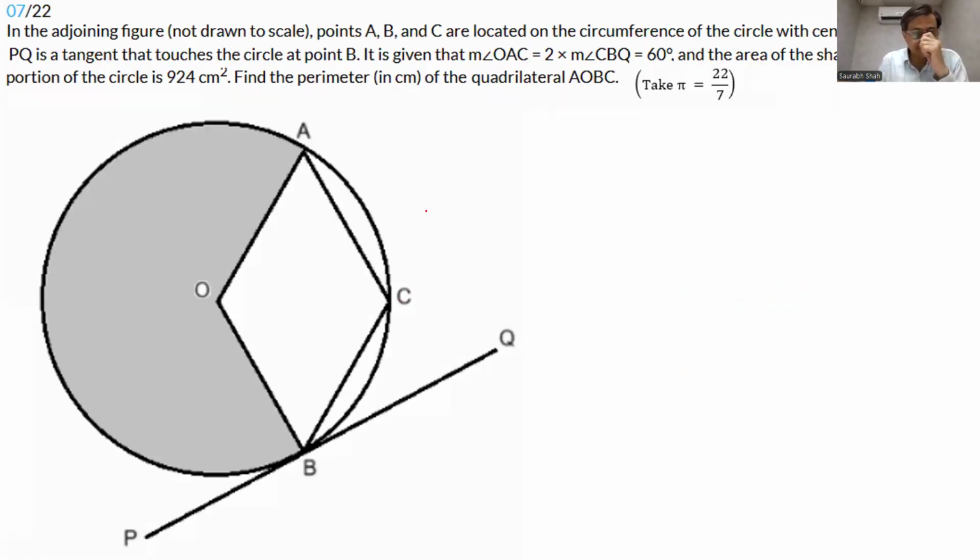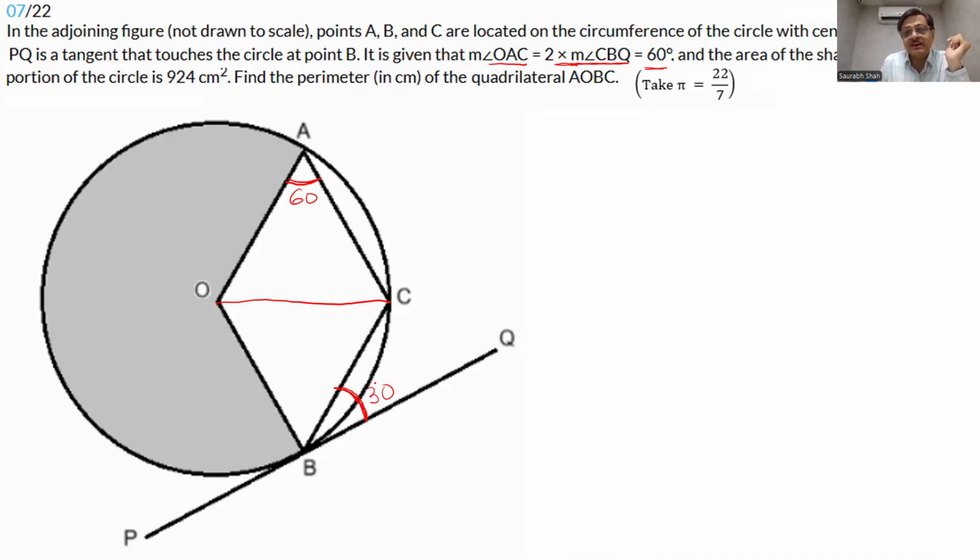A very good question here. The use of alternate segment theorem. This angle is given to us directly as 60. Join OC. Now the angle between the chord and the tangent given to us is 30. Here we have angle OAC is 60 degrees and twice of angle CBQ is 60. So CBQ is 30. The given angle between the chord and the tangent is 30 degrees.